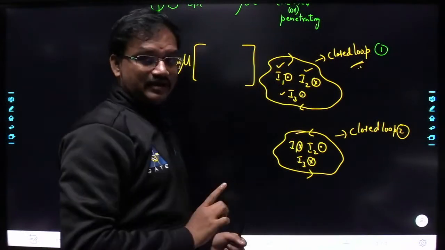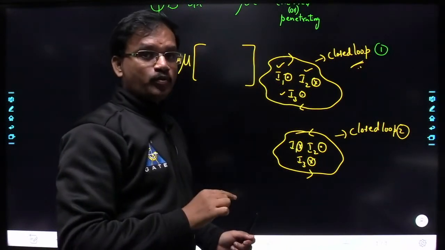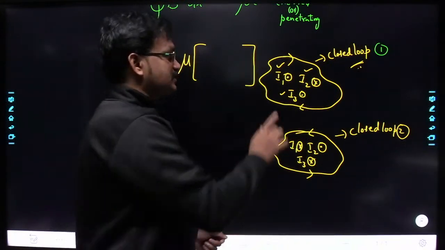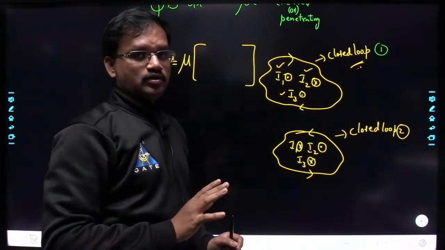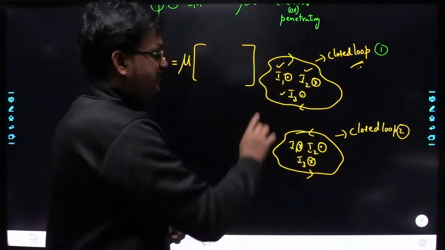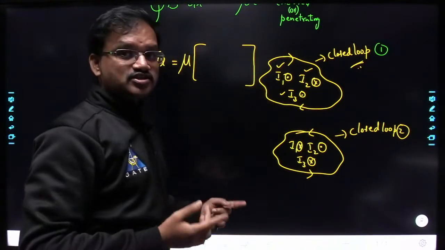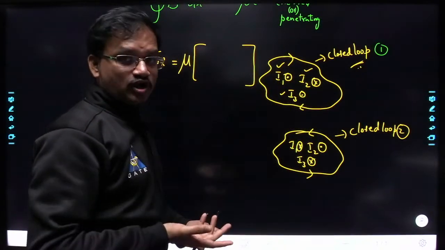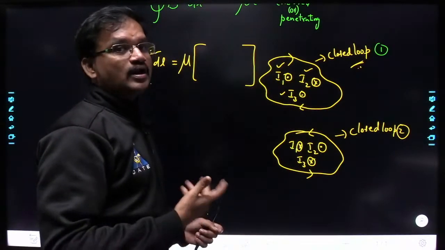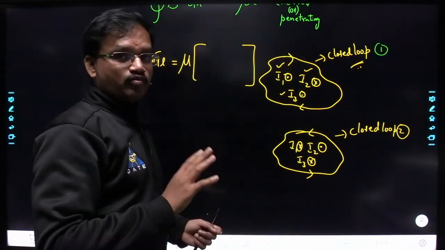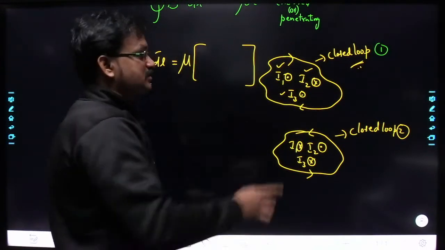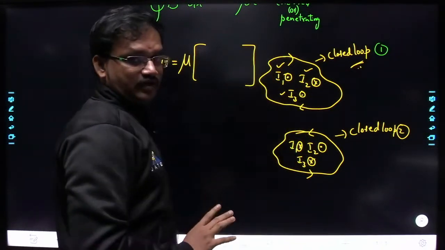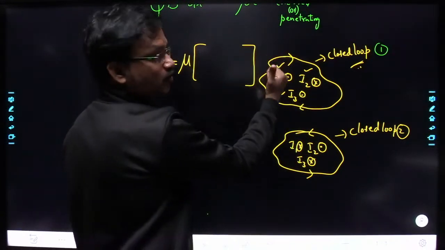Understood? Okay, so now if the direction of the B field produced by the current and the direction of the loop you are enclosing, if both are same, then you have to consider that current element as what? Positive. See, what I am saying here is, if the direction of the B field produced by the current element and the direction of the loop you are enclosing, if both are the same, then you have to consider that current element as positive.